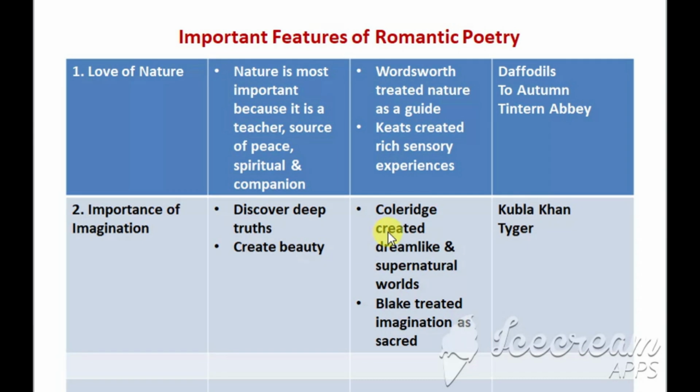For example, Coleridge created dreamlike supernatural worlds, and William Blake treated imagination as something very sacred. Example poems for the importance of imagination are Kubla Khan and The Tiger.